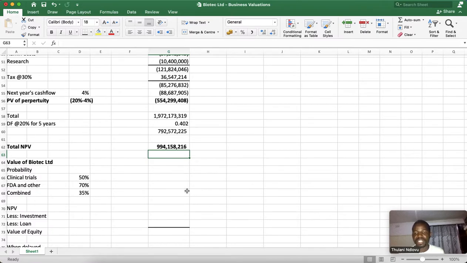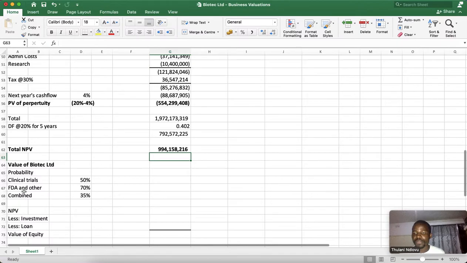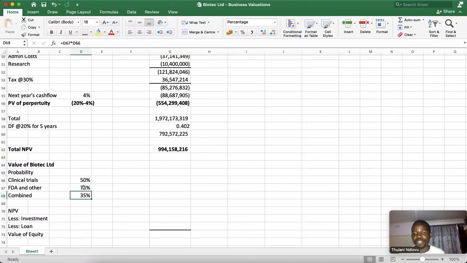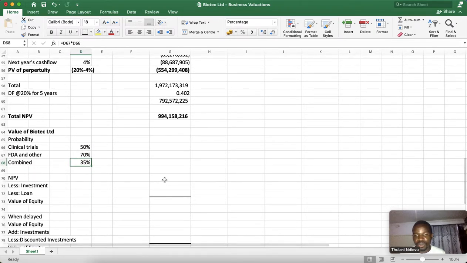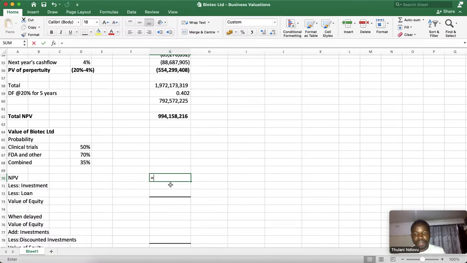994,158,216. Then now we have to start to value our company now. We are told that the probability for success of the clinical trials is 50. The probability of success of FDA and other regulatory is 70. So the combined, we say 50 multiplied by 70, we get 35. Then now we have to multiply the present value by this probability.